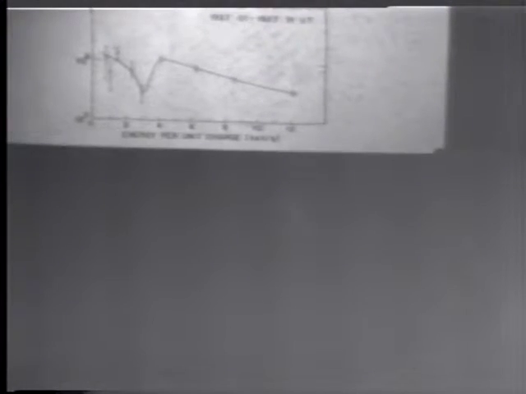Could you show the energy scale? Could you raise the slide up slightly? Well, this point's 0.7 of a kilovolt, and this point is 12 kilovolts.